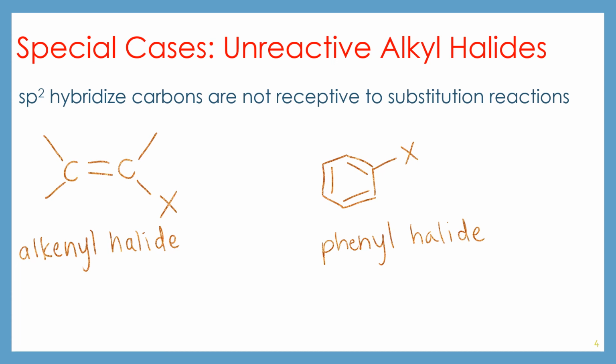There are a couple special cases of unreactive alkyl halides. These are alkyl halides that have sp2 hybridized carbons. These are not going to be receptive to substitution reactions. So this includes alkenyl halides and phenyl halides. And again, that is because of the sp2 carbon that the halogen is on. Neither of these can form carbocations very easily, nor can they be attacked by nucleophiles.